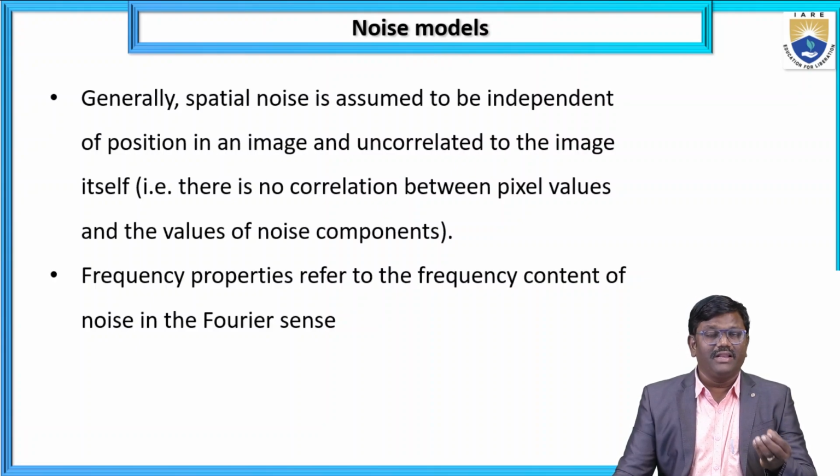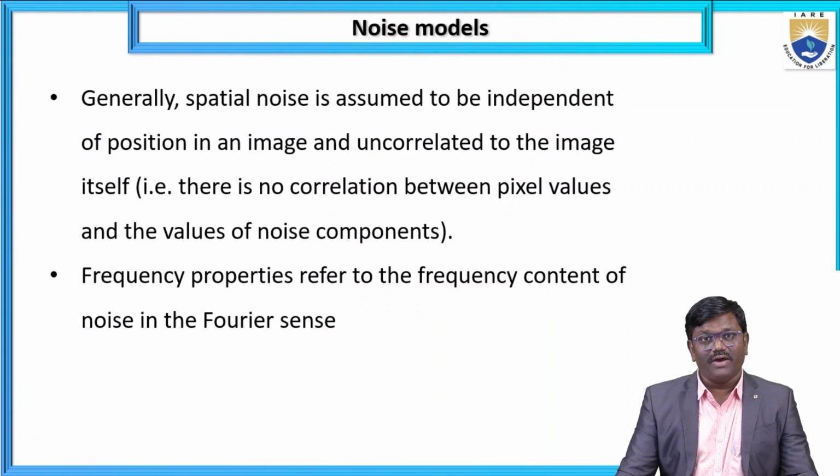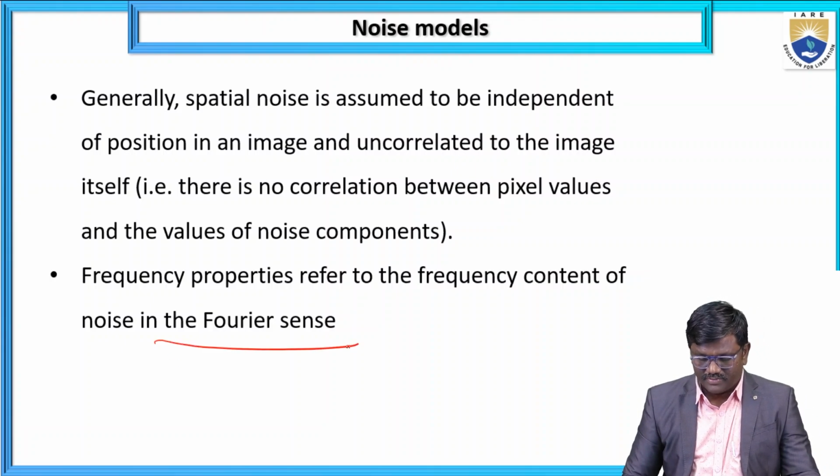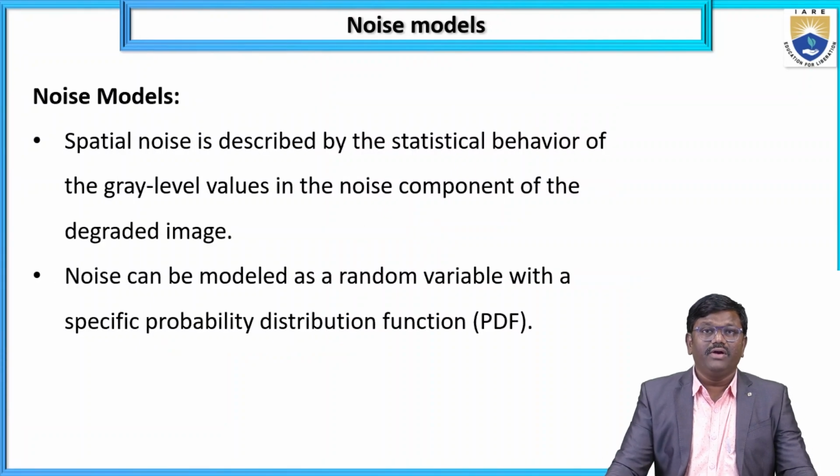Generally, spatial noise is assumed to be independent of position in an image and uncorrelated to the image itself. That is, there is no correlation between pixel values and the values of the noise component. So frequency properties refer to the frequency content of the noise in the Fourier sense. So we have two words to connect to the noise model.